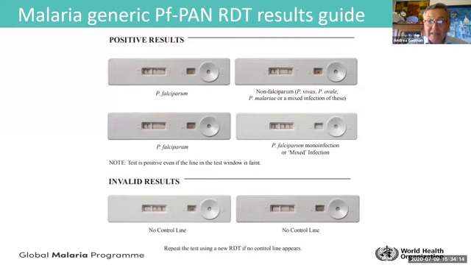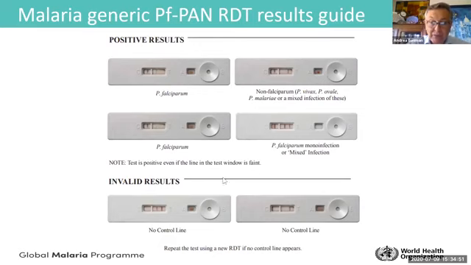PF-PV is very clear because if there are two lines, one is for PF and the other one is for PV. Unfortunately, the PV test will miss some ovale and some malariae, but these are very rare infections and not, I would say, a major public health risk in missing them. But with this type of test, this is the correct way of recording the results, something to remember.